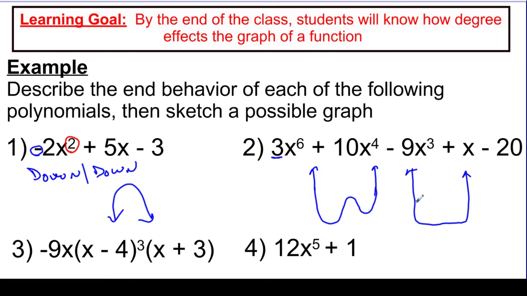It's up, up, and it has 2 turns, which is not as many as 5. It could be up, up, like this, okay? And it could have the full 5. 1, 2, 3, 4, 5, and it might look like that. And that could be a possible degree 5 or degree 6 polynomial as well. They are all good answers. There is not one unique graph for a degree 6.